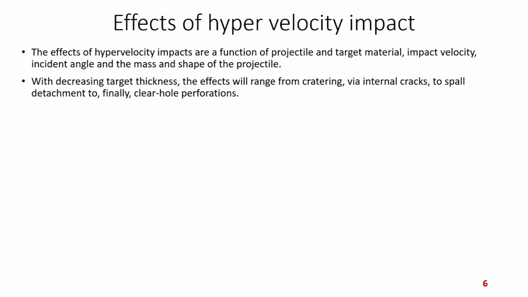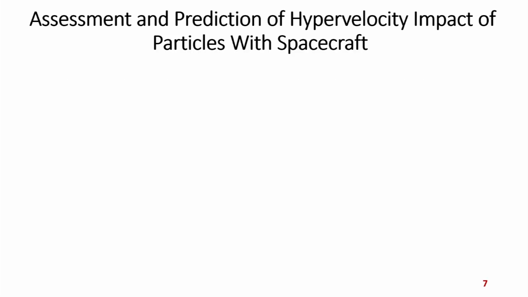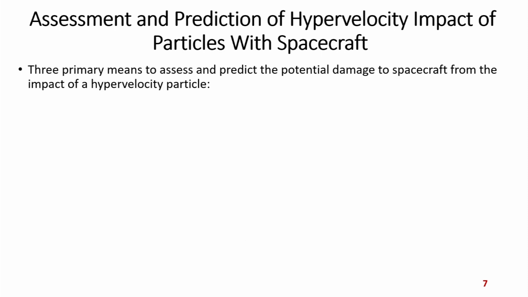Spall means detaching some surfaces or some of this coating. So, this is called spall detachment. Finally, it can even create clear holes, perforations on the targeted surface. Now, how is the assessment and prediction of hypervelocity impact of particles with spacecraft done? We will see what is the way these things are done.